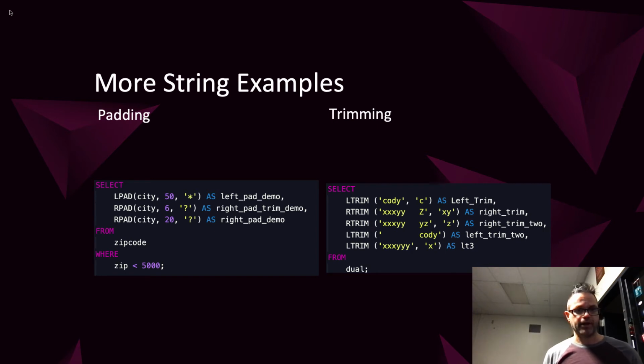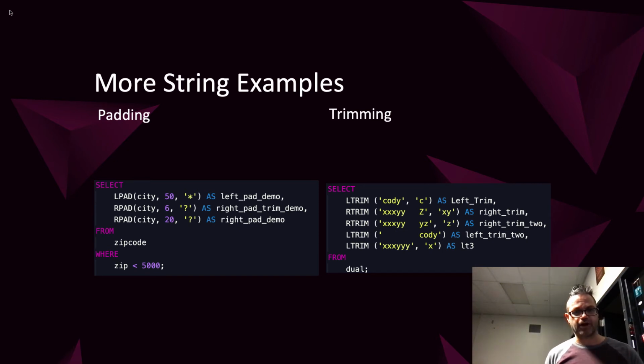Now we're seeing examples of LPAD and trimming. So with LPAD, we have city, 50, and asterisk. We're going to pad it from the left and fill it with asterisks, so it's 50 spaces big. On RPAD city 6, I'm going to take only 6 characters, so if it's more than 6, I'm just going to chop it all off. But if it's less than 6, everything up to the 6th space will be filled with a question mark. And then RPAD city 20 question mark will be doing the same thing, but up to 20 characters this time. Anything that's bigger than 20 will get chopped, but anything less than 20 will get padded with question marks from the right-hand edge. And this is only for zips less than 5,000.